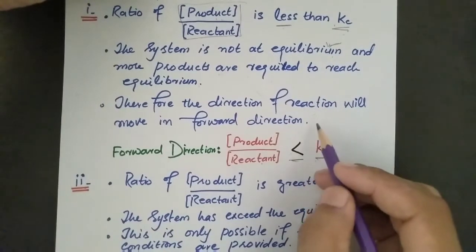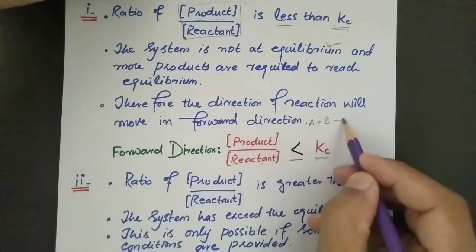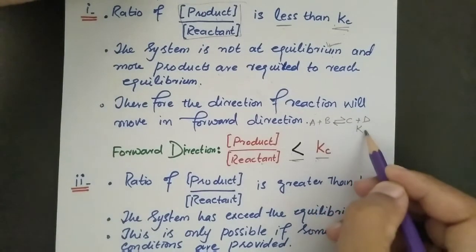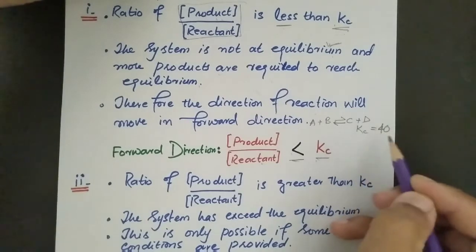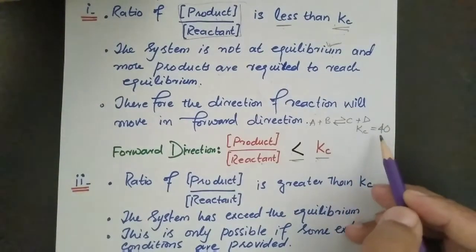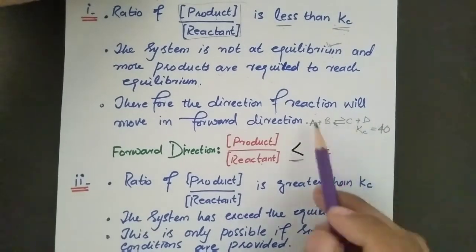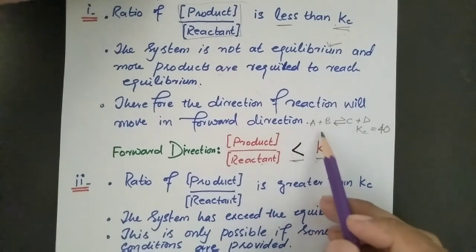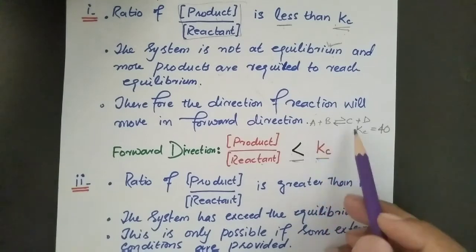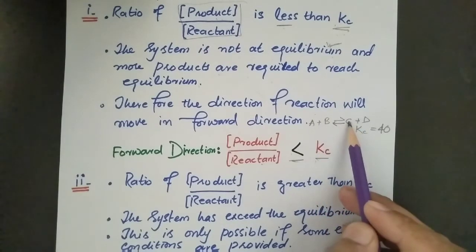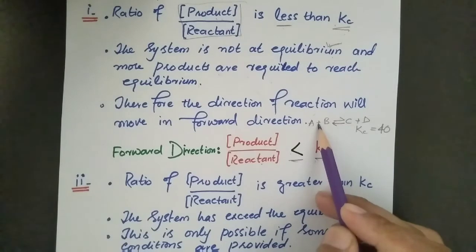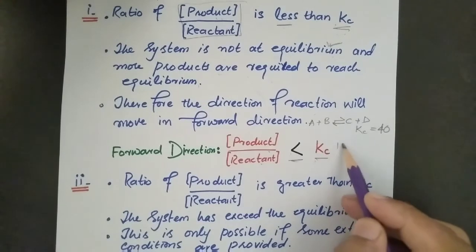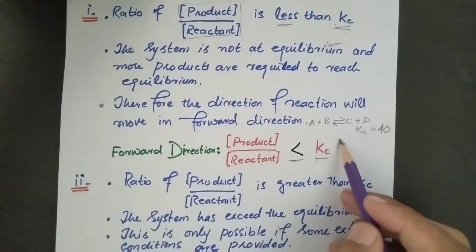For example, there is a reversible reaction A plus B forming C plus D. The Kc value for this reaction is 40. We already know that. Just imagine, now I am going to find out the direction of the reaction, what is happening inside the equilibrium mixture. So I am going to draw a sample, calculate the value of product and the value of reactant, and by taking their ratio, let's suppose the answer is 10.